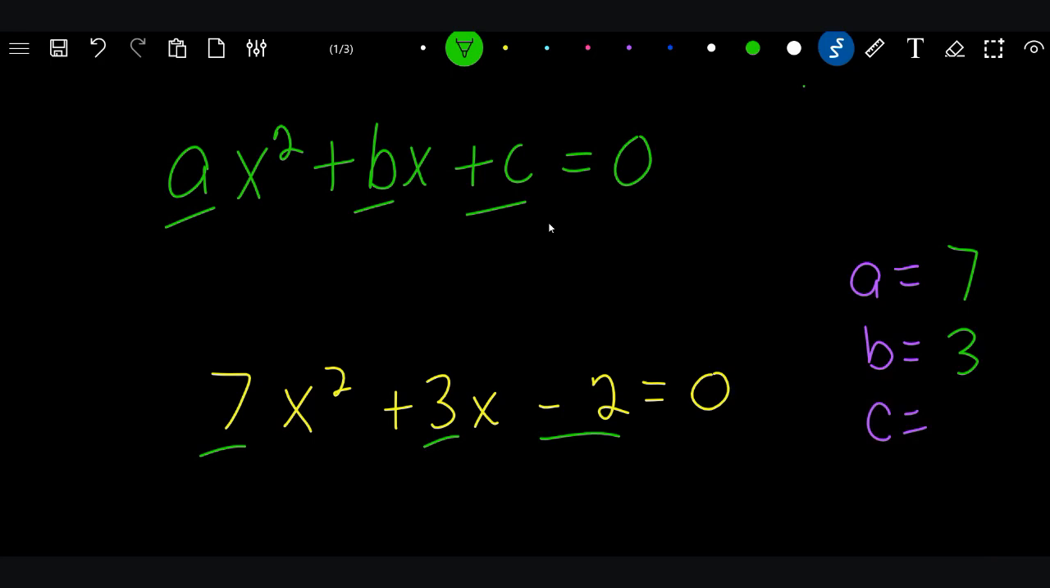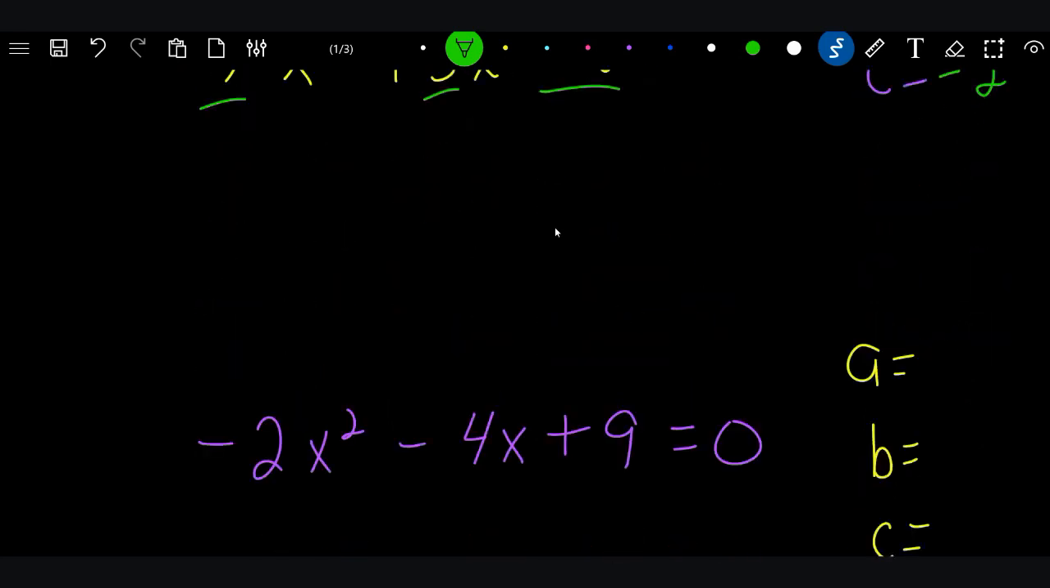Be careful with the signs. You have to take the sign with it. And if you mess up the sign, you're going to mess up the whole formula when you go to work it. So there it is. A is 7, B is 3, and C is negative 2.